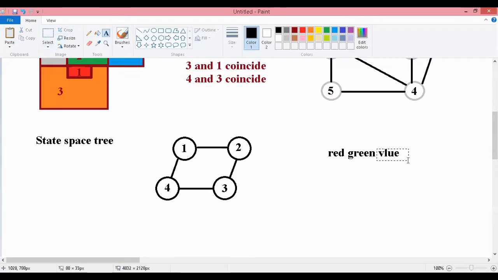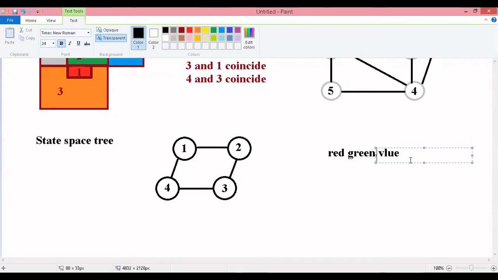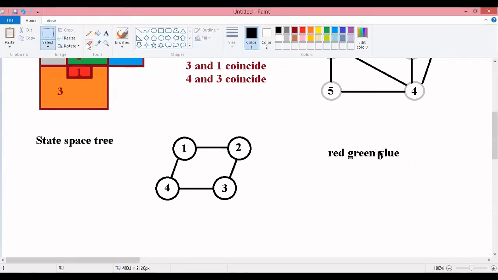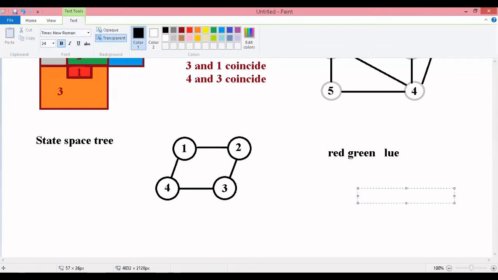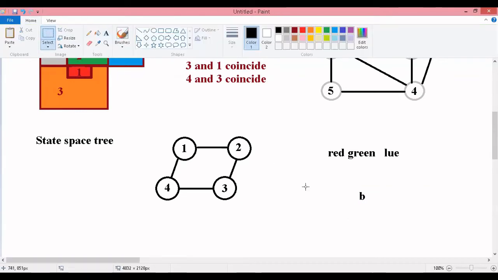Also, keeping in mind no adjacent vertices have the same color. Okay, the 3 colors given are red, green, and blue. The same standard problem is asked in the textbook also. So I am going to explain the same problem. 4 nodes are given, 3 colors are given. How do you generate the state space tree?